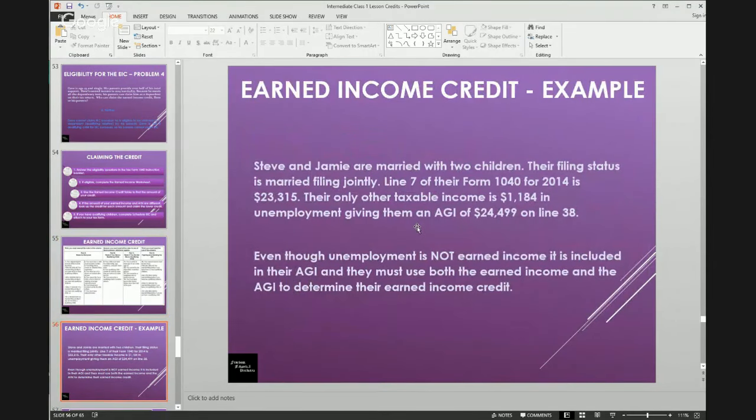So Steve and Jamie are married with 2 children. Their filing status is married filing jointly. In 2014, their earned income is $23,315. Their other taxable income is another $1,184 from unemployment. So it gives them a total AGI of $24,499. Even though the unemployment is not earned income, it would be in their AGI, and you want to look at both numbers and then you would pick the lowest.